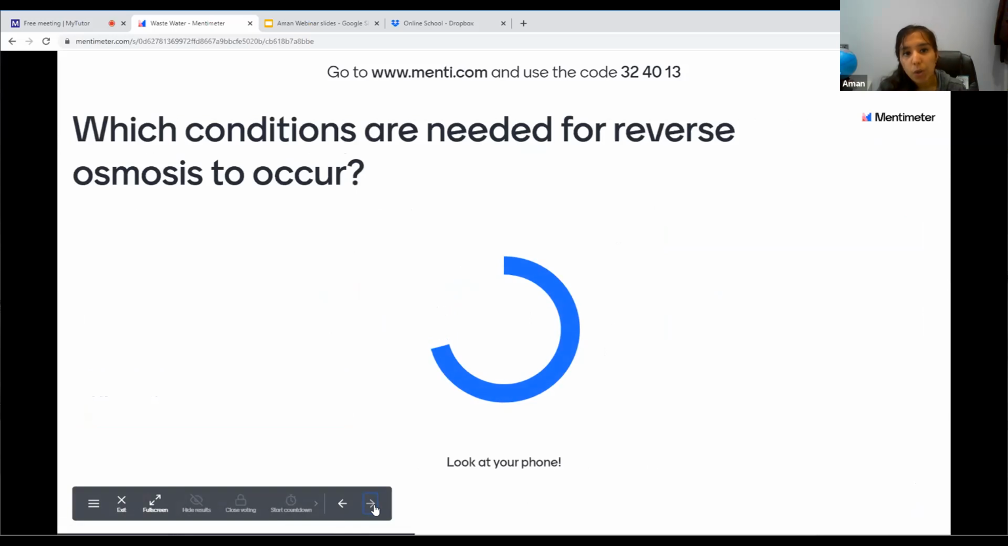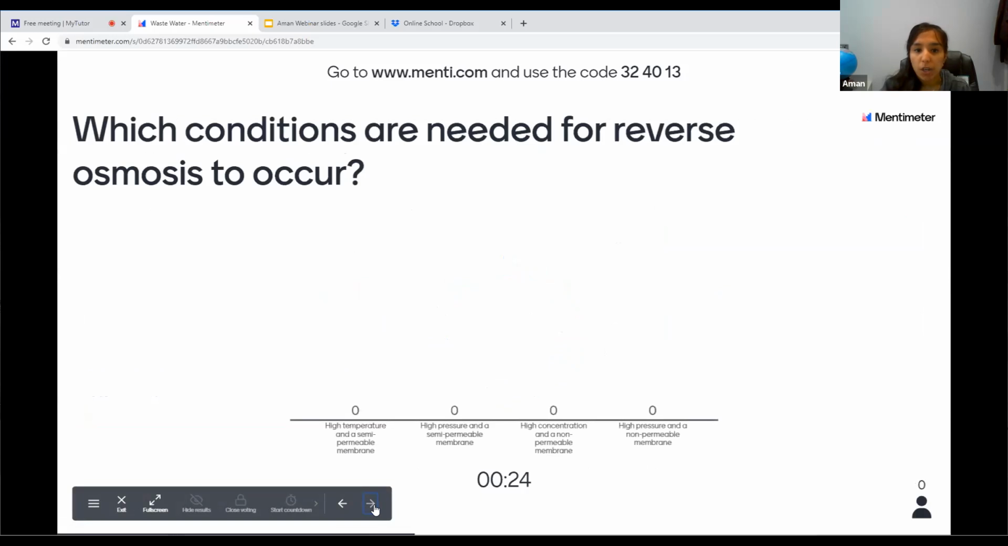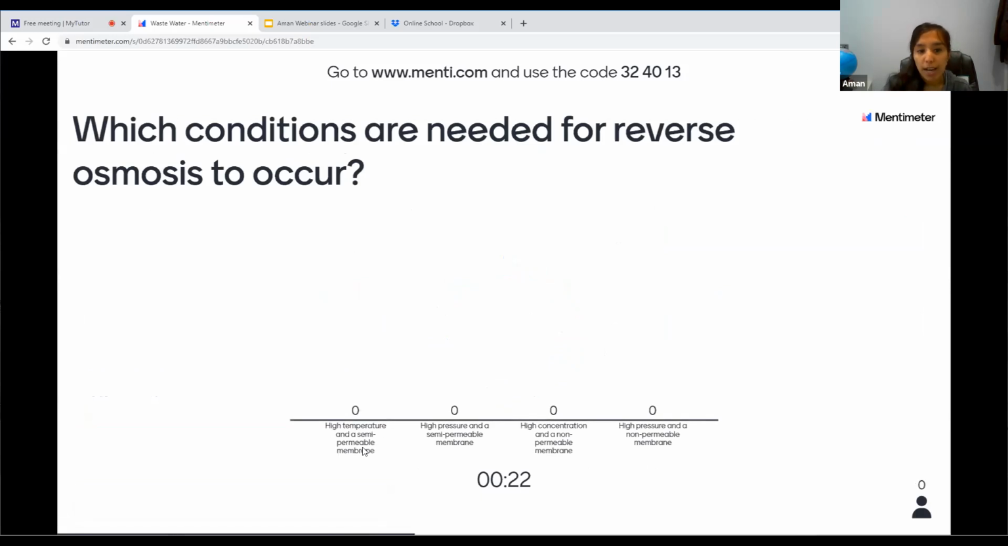So the next question, which conditions are needed for reverse osmosis to occur? So is it a high temperature and a semi-permeable membrane, a high pressure and a semi-permeable membrane, high concentration and a non-permeable membrane, or high pressure and a non-permeable membrane? So remember that reverse osmosis is the opposite of osmosis. So that's what we want to happen. And what are the conditions that are needed?